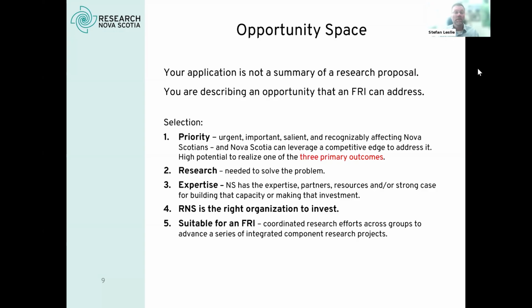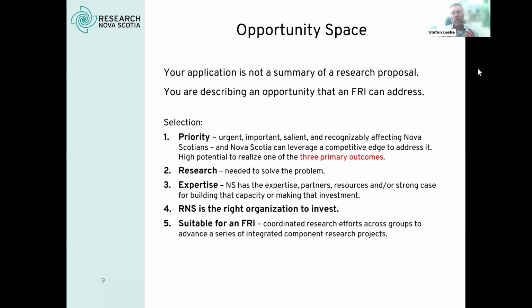Tying this back to some of that pre-existing capacity, that we actually have the expertise, partners, resources, and so on that we can build upon in order to produce a compelling FRI within that opportunity space. That Research Nova Scotia is the right organization to invest. This is not a substitute for an SR&ED tax credit or what a CFI might fund or various other organizations like Tri-Council and so on.